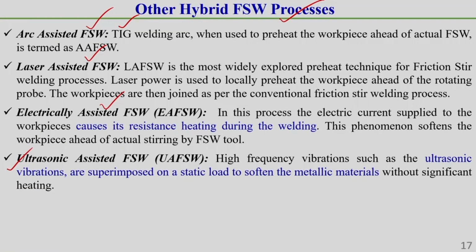Okay. Another process is called the ultrasonic friction stir welding process. Here high frequency vibration, such as ultrasonic vibration, or ultrasonic types of systems, are superimposed on a static load to soften the metallic material without significant heating. Once we use ultrasonic vibration on the workpiece material, the plunging force and other things can be significantly reduced, because this vibration is superimposed with the static loading, so sufficient heating can be done. This is called ultrasonic assisted friction stir welding, where ultrasonic vibration is used to improve the heating system. Okay.